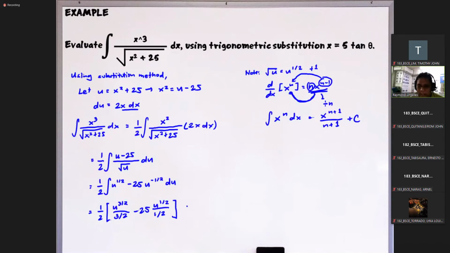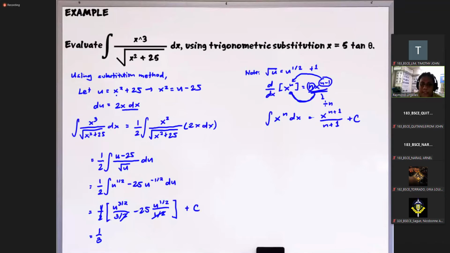So kahit ilabas na natin dito yung plus constant. So 1/2, we have 3/2 here, denominator, 1/2 dito. So therefore we can cancel yung 1/2 saka yung 1/2. So may 3 na matitira. Itong 1/2 dito, pwede na rin natin i-cancel. So kaya matitira sa atin is 1/3.